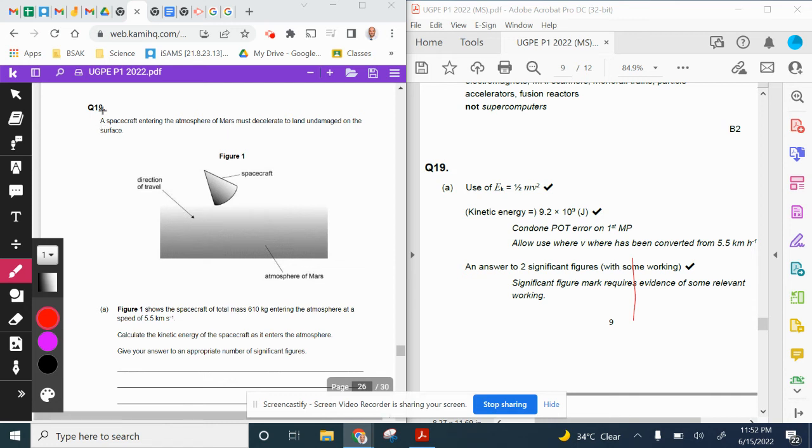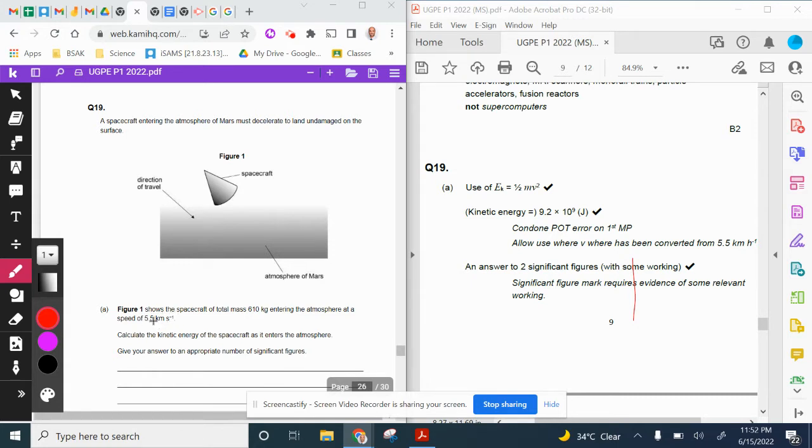Okay, question 19. We have a spacecraft entering the atmosphere of Mars. It must decelerate to land undamaged on the surface. So here we have the spacecraft and it is traveling in this direction and is entering the atmosphere of Mars. The first question asks us to calculate the kinetic energy of the spacecraft given the mass and the speed.